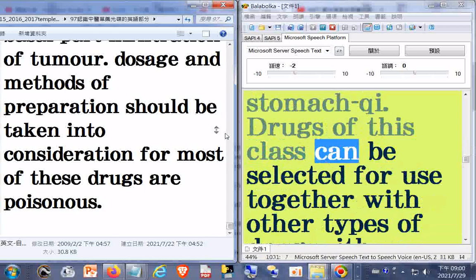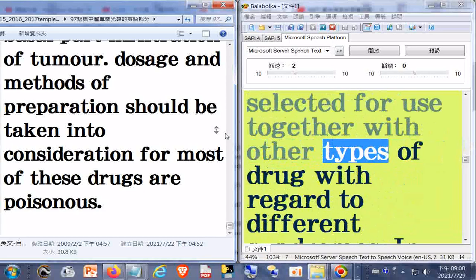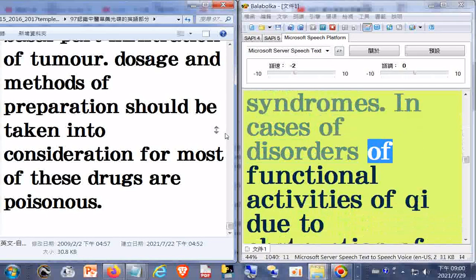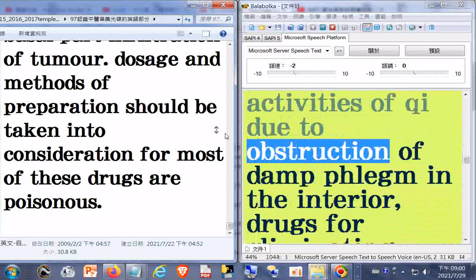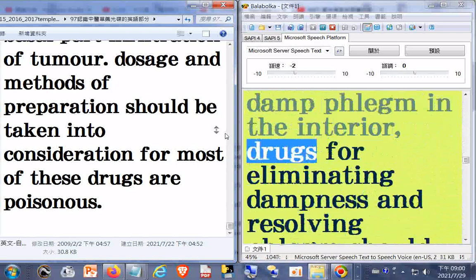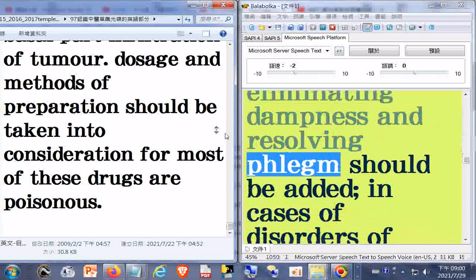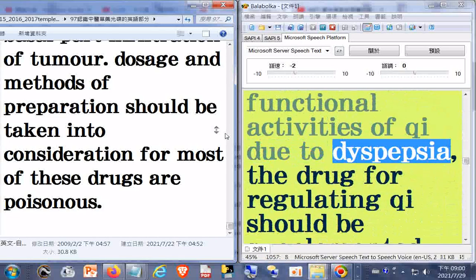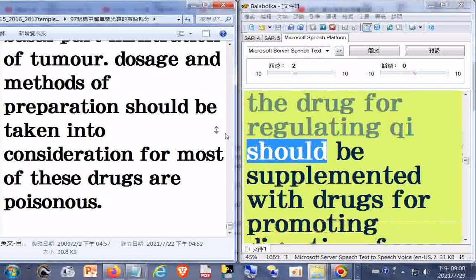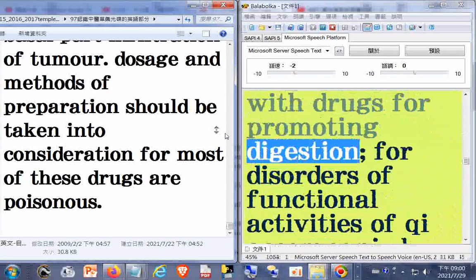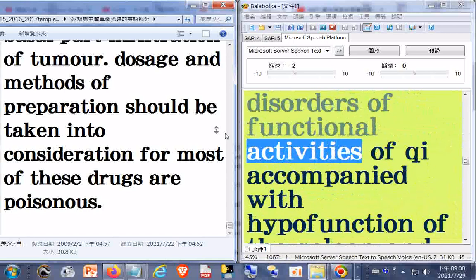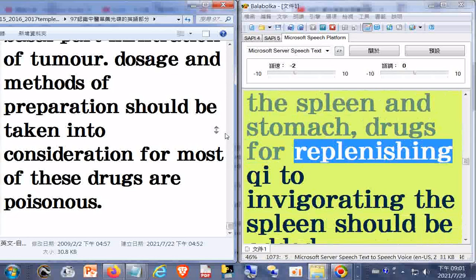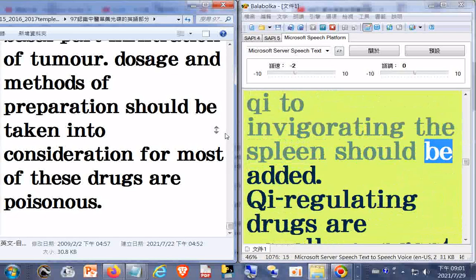Drugs of this class can be selected for use together with other types of drug with regard to different syndromes. In cases of disorders of functional activities of qi due to obstruction of damp phlegm in the interior, drugs for eliminating dampness and resolving phlegm should be added. In cases of disorders of functional activities of qi due to dyspepsia, the drug for regulating qi should be supplemented with drugs for promoting digestion. For disorders of functional activities of qi accompanied with hypofunction of the spleen and stomach, drugs for replenishing qi and invigorating the spleen should be added.